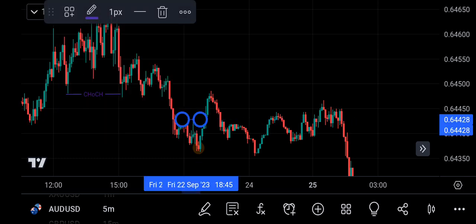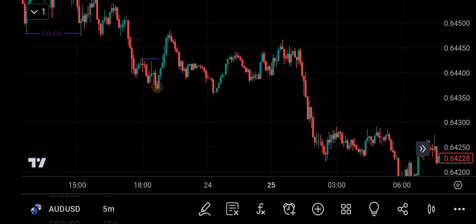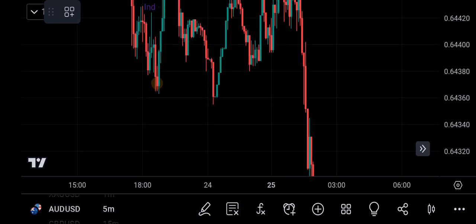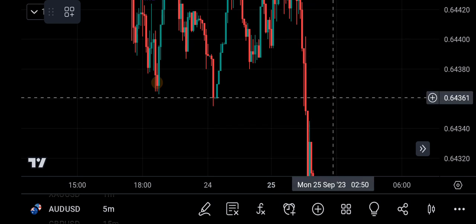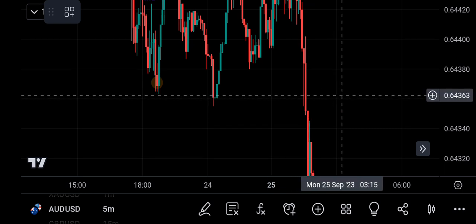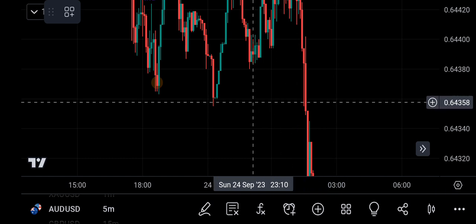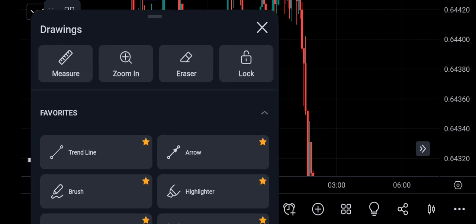We call that pullback inducement. Then we will find break of structure. Now there is a difference between break of structure and sweep of liquidity. Okay, now looking at this, this is break of structure, but assuming markets just closed at, okay, look at this.